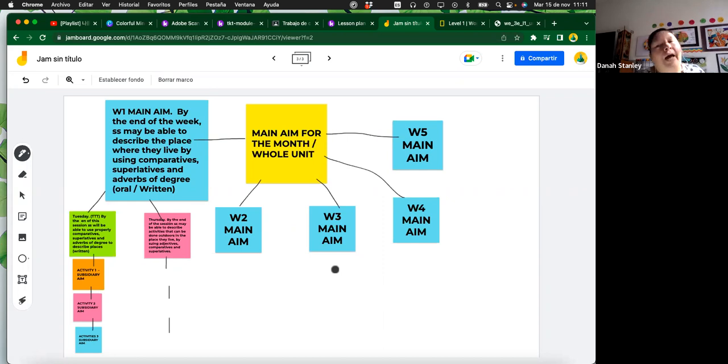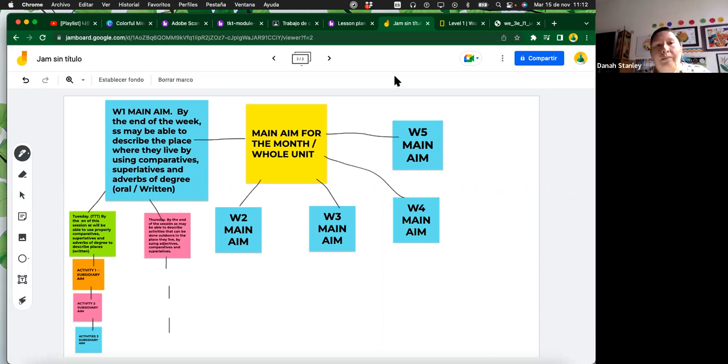You can use a chronogram, or you can use a Gantt graphic organizer, or you can use a calendar and share that calendar with your students so they in advance know what they are going to do in week 1, week 2, week 3, week 4, and week 5. And they will see that they don't have much time and they need to hurry up. Okay?